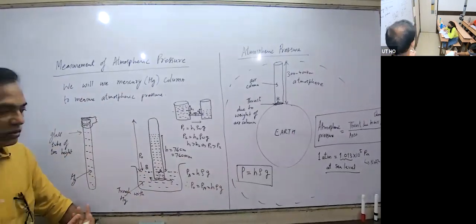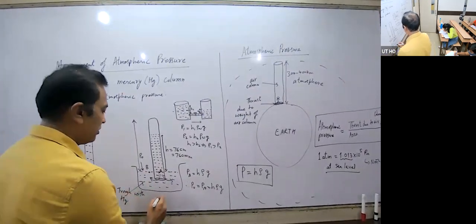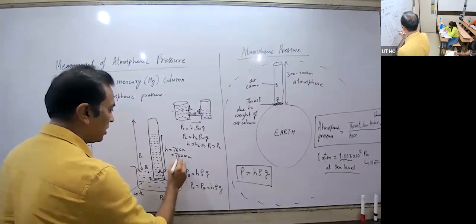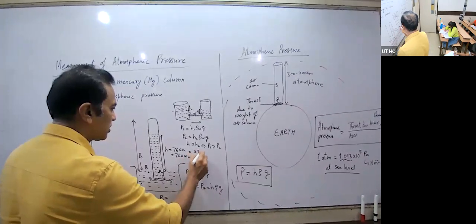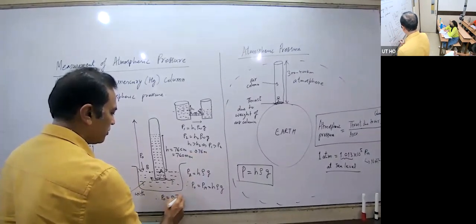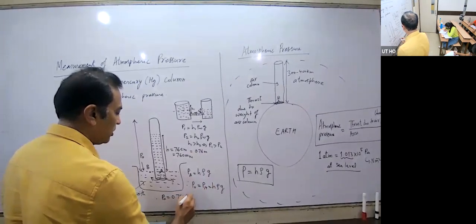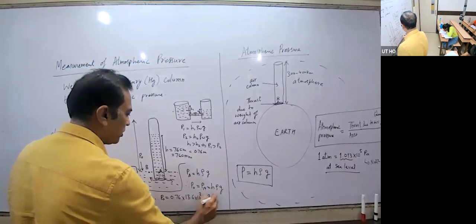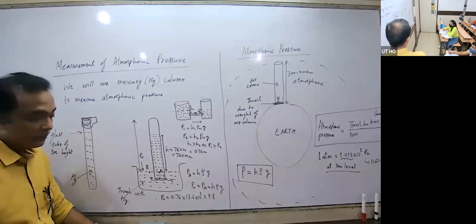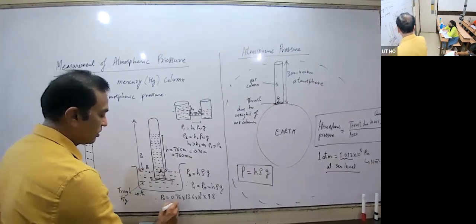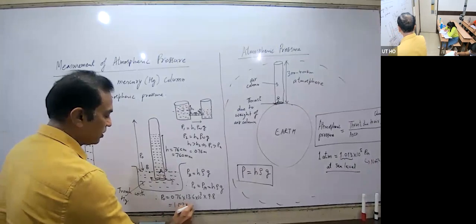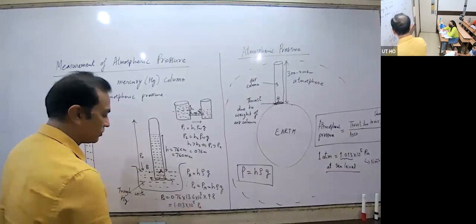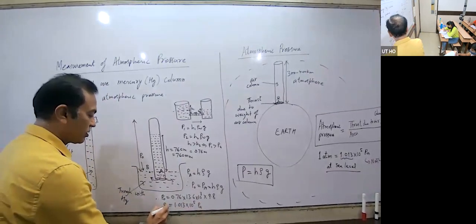So now we'll calculate. We know the density of mercury. What is density of mercury? Height was 76 centimeters, which is 0.76 meter. 0.76 meter into density of mercury, 13.6 into 10 raised to 3. What is acceleration due to gravity? 9.8. So when you solve this, you will get 1.013 into 10 raised to 5 Newton per meter square, or pascal. So this is your atmospheric pressure.